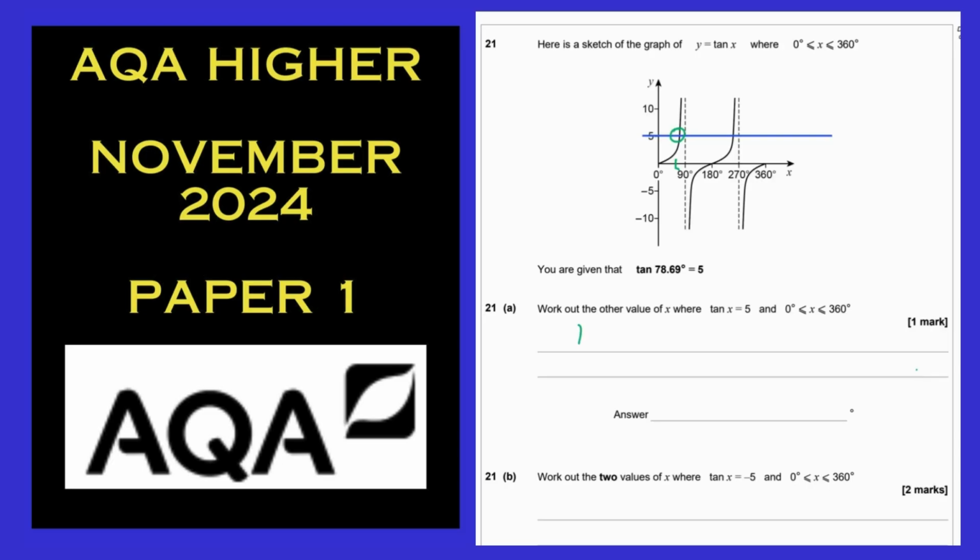We add 180 to 78.69. And as you can see, it'll end up with a .69 on the end. We just need to add those two together. Do it however you want, on your fingers if you want.